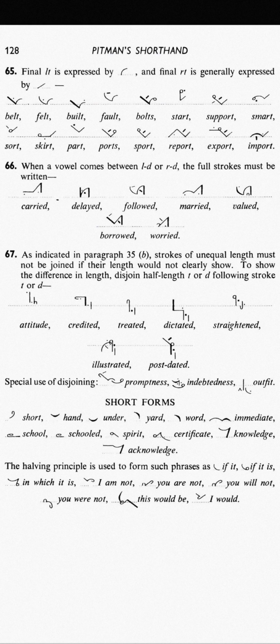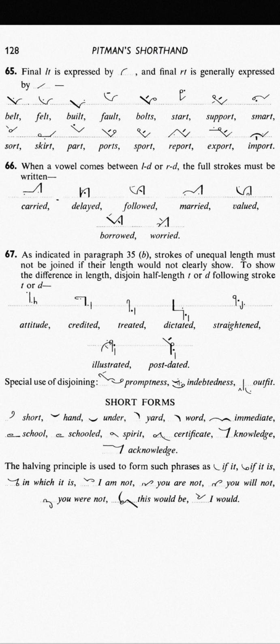Next is you will not, U diphthong on the line. Upward L is halved here for the sake of T and with N hook is used here. You were not, U diphthong on the line. Downward R halved here for the sake of T with N hook.